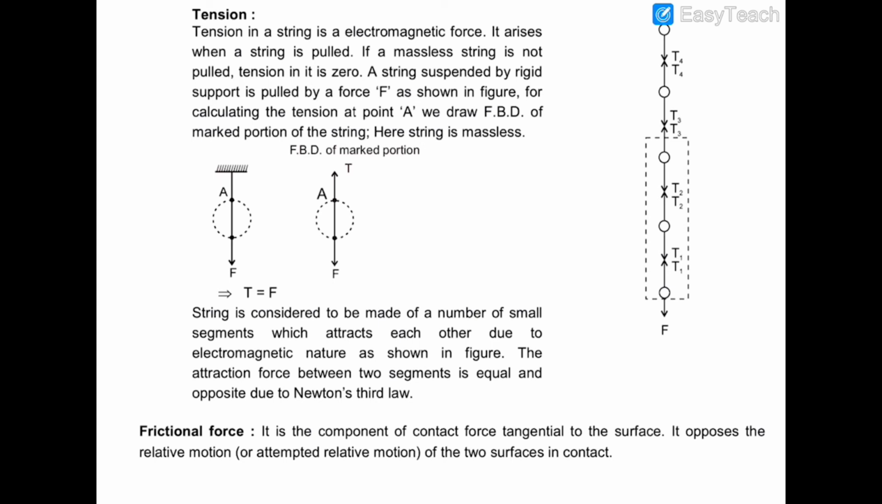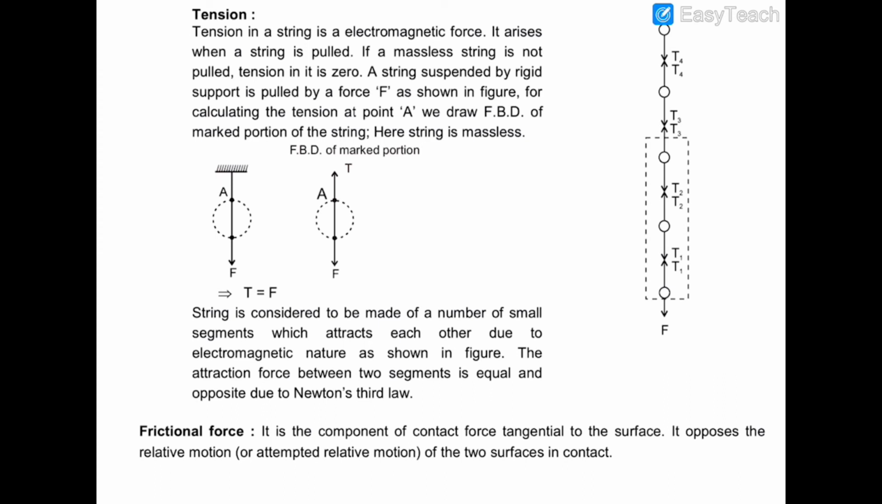We are assuming in these chapters that ropes are massless, but if it is stated that the rope has some mass, then we have to consider that mass also. But until and unless it is stated, we assume that the ropes used in the questions are massless, and massless ropes do not have any tension until and unless they are being pulled.